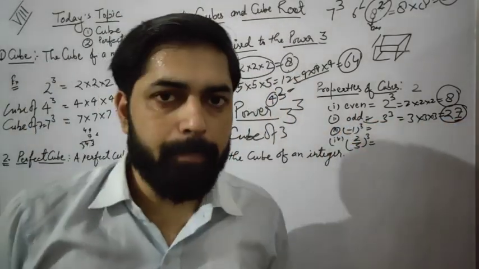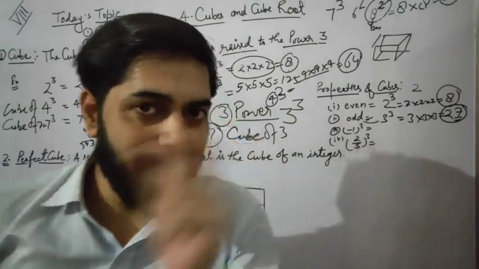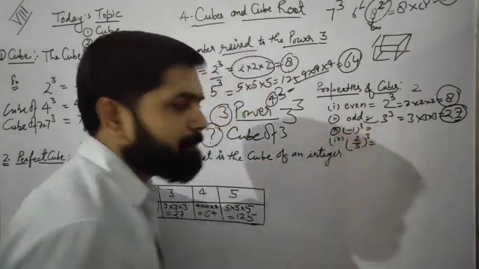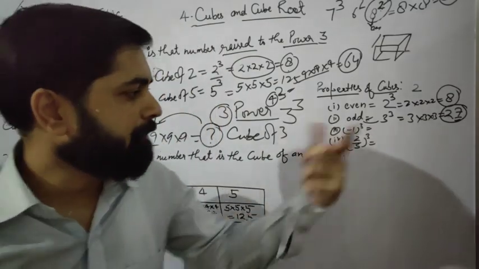So this is the cube. If you find the cube of an odd number, you also get an odd number. Minus 1. So what is the minus? Minus 1 means this is showing the negative number. Minus 1 is an example of a negative number.